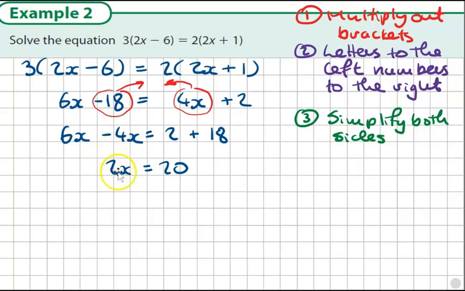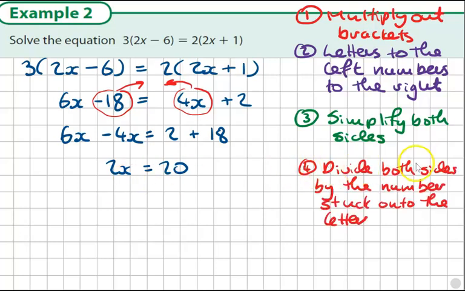So if we divide the left-hand side by 2, we'll get 2 divided by 2, which would be 1, so 1x. But if we divide the left-hand side by 2, we must also divide the right-hand side by 2. So what we do to the left, we do to the right. What we do to the right, we do to the left.